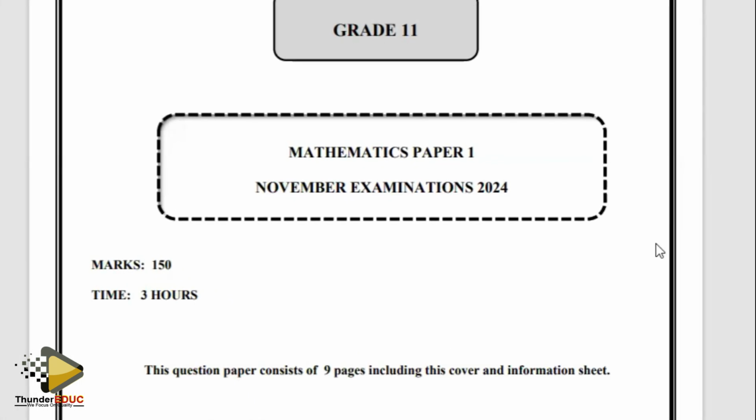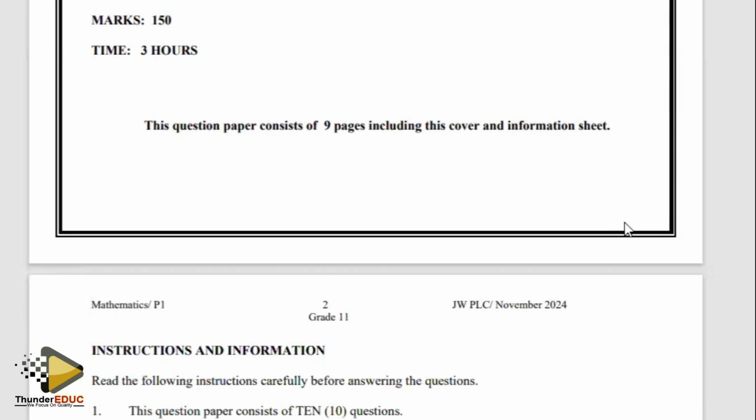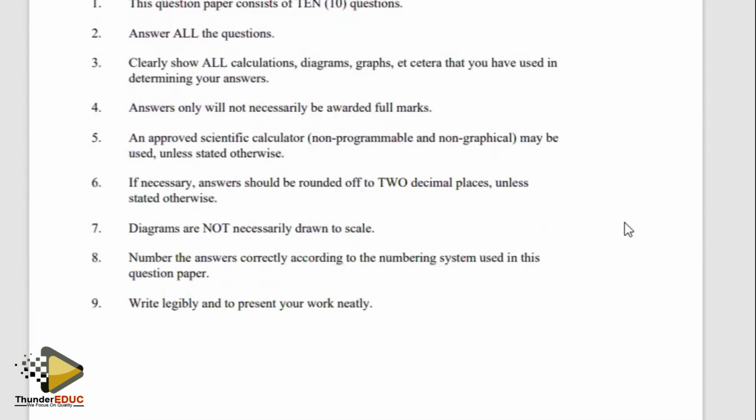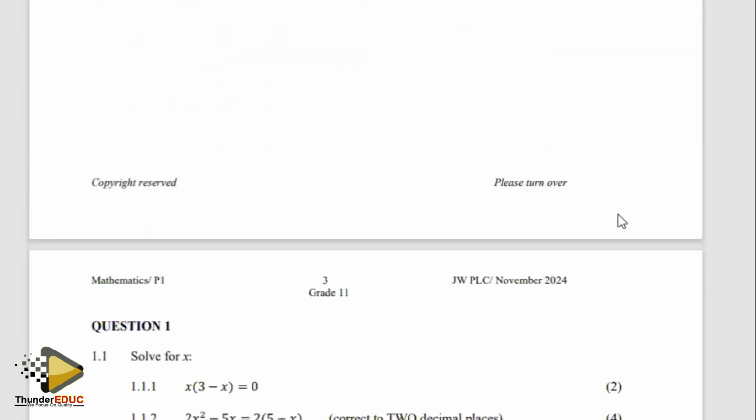Yet another episode where we shall be looking at the proposed memorandum of the mathematics paper 1 for grade 11s for one of the districts. So this question paper had 10 questions in all. We had to answer all the questions, just like all the other instructions in the previous papers.